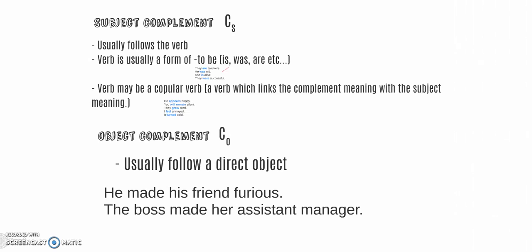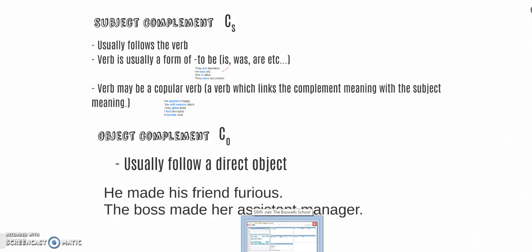The friend is described as furious, therefore it's not him that's furious. So furious doesn't complement the subject. It complements the object, which is the friend. So that is an object complement. The boss made her assistant manager. The boss is not an assistant manager. It doesn't complement the subject. She is the assistant manager. So it complements her. Okay, so that is the object complement.